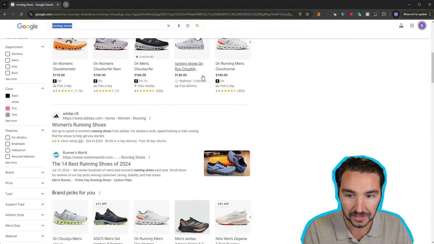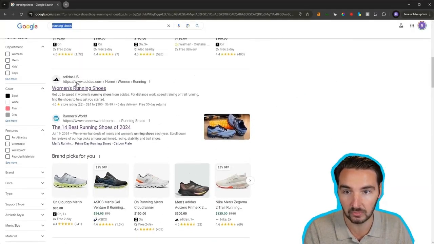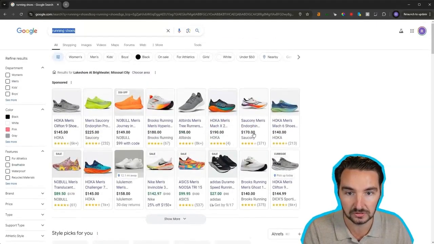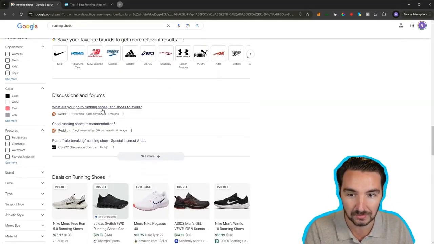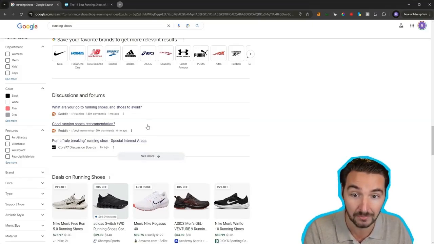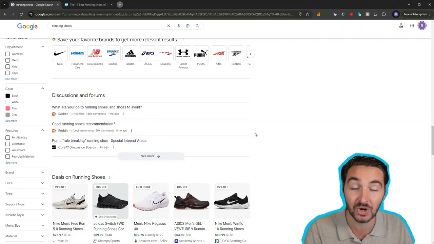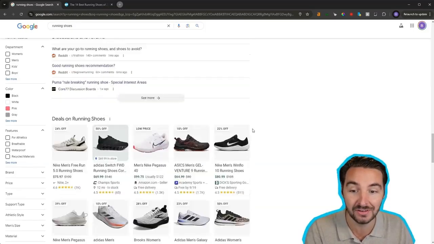For example, we can even see here that Runner's World, they're one of the very first organic rankings. So this is, of course, all ads based here. So it's so crazy, but Google gives us all this information, discussions and forums. We can literally go look at what people are actually talking about. And if we answer those questions on our website, it will perform very, very well.